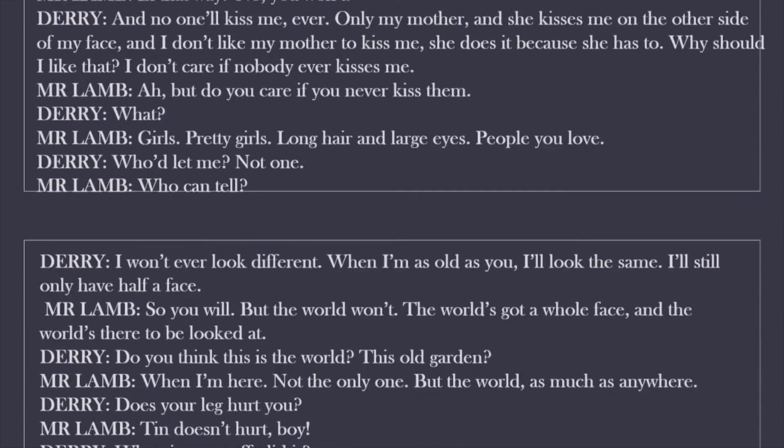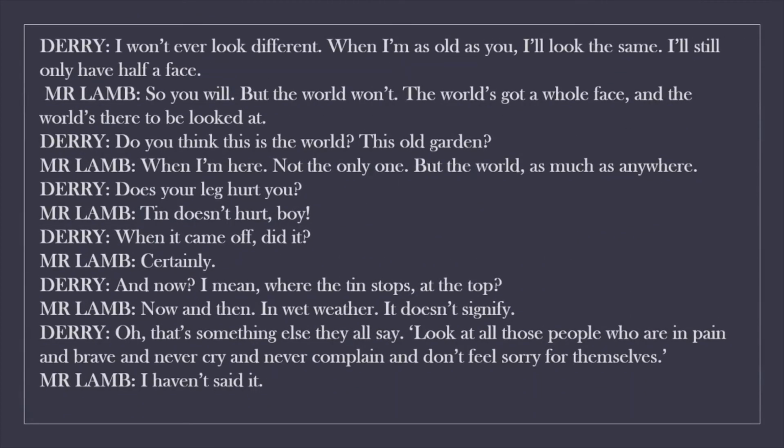No one can tell. Derry said that he will never look different. When he is as old as Mr. Lamb, he will still have only half a face, meaning the other half would remain burnt. Mr. Lamb said that yes, he will always have half a face, but the world was full of so many things to look at, so he must look at its beauty.